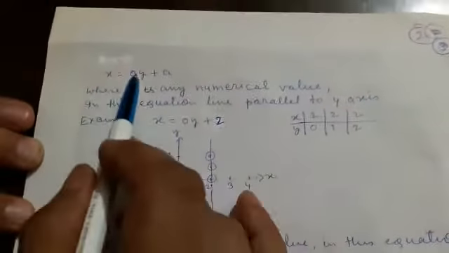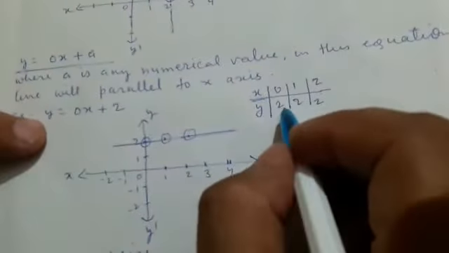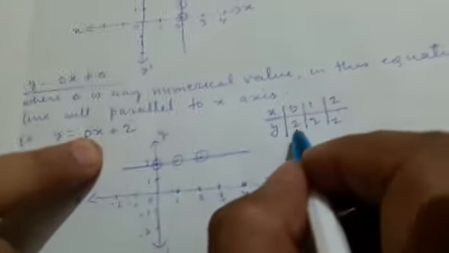Remember it, when you want to make it a line parallel to the x-axis, then you have to apply this formula. For example, y is equal to 0x plus 2. Let us take the value of x in this equation as 0, then the value of y will be 2. When the value of x is 1, 1 into 0 is 0, plus 2, y is equal to 2. When x is equal to 2, then y is also equal to 2. After plotting this graph, we will find out that it is parallel to the x-axis.